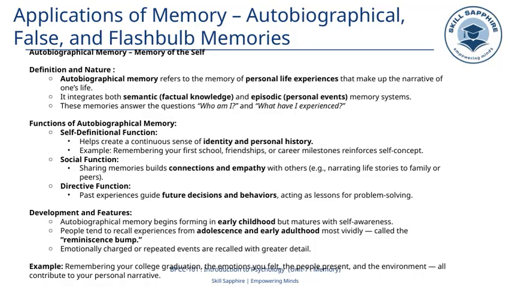Autobiographical memory, at its core, is about the memories of our personal life experiences that shape the story of who we are. It's a blend of two types of memory: semantic, which includes factual knowledge, and episodic, which involves our personal events. These memories help answer the fundamental questions: who am I? And what have I experienced?